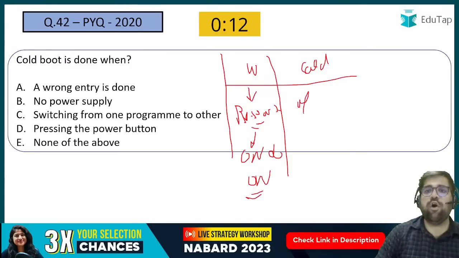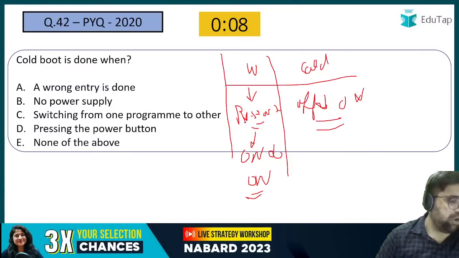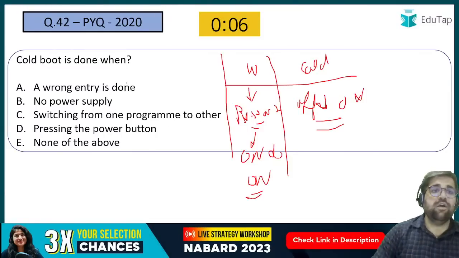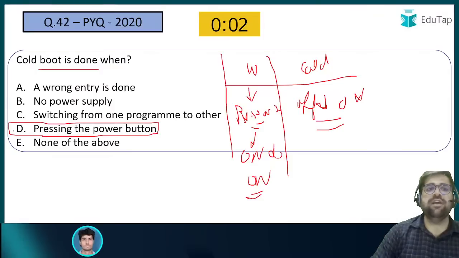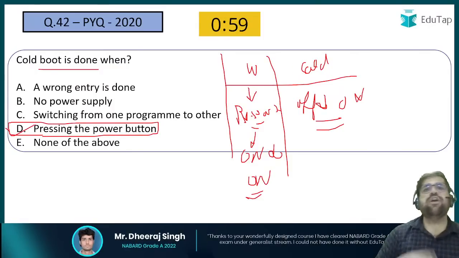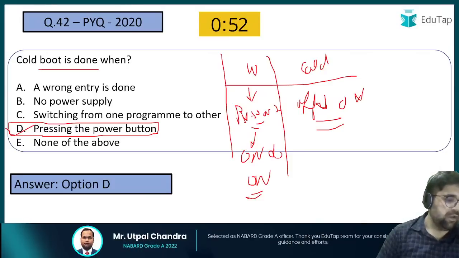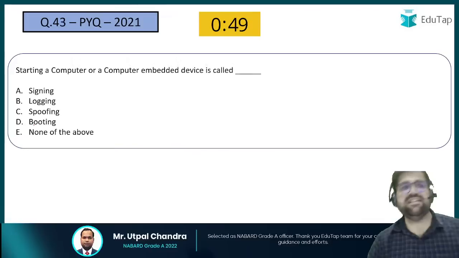Cold booting is off to on. Okay, so please remember all these different terms. Yes, cold boot is done when you are pressing the power button. Power button means that your computer will sleep, and then after some time you will wake up your computer. So that is what cold booting is all about. Therefore the answer will be option D. Good. No power supply, that is not making any sense.